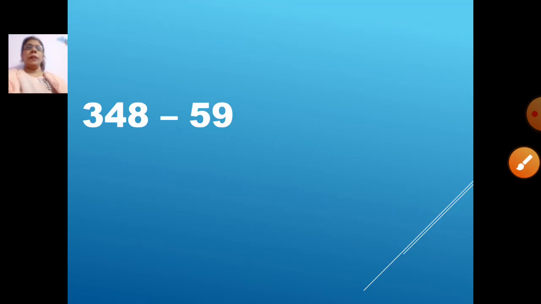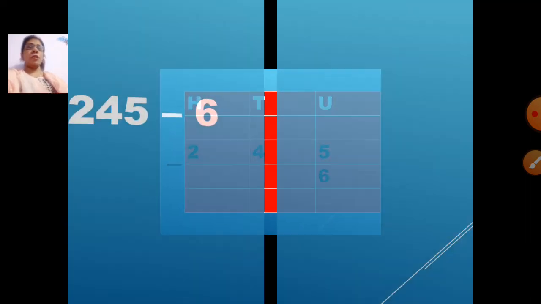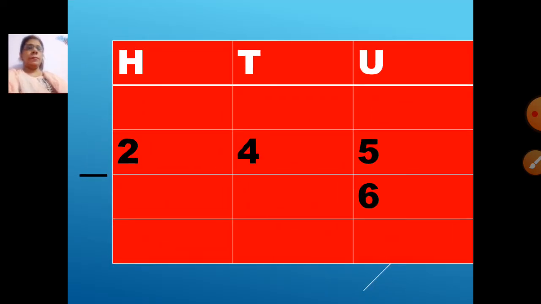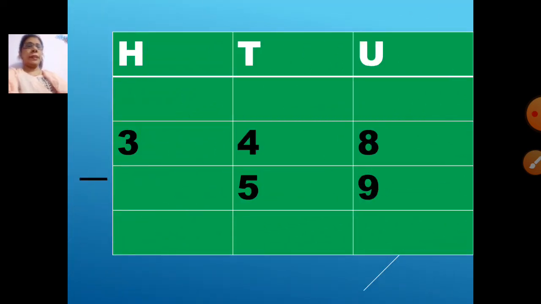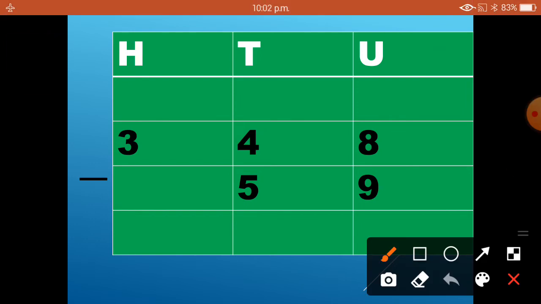Next, 348 minus 59. Now see children, the first sum was of one digit, like 245 minus 6. We did 3 number with one number subtraction. Now we will do subtraction 3 numbers with 2 numbers. That is 348 minus 59. So let us subtract. First we will arrange them vertically according to their place value, that is hundred, tens and unit column. And then the numbers are arranged according to their place value and then we are going to subtract.